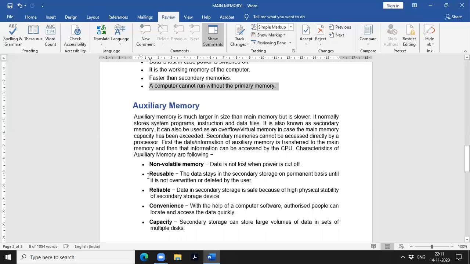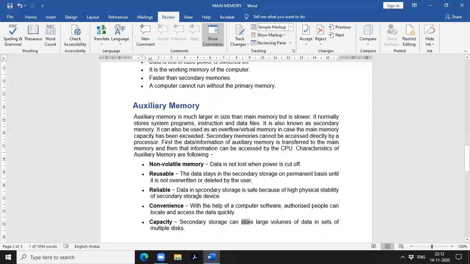Okay. Some of the characteristics of auxiliary memory are non-volatile memory. It is also reusable, reliable, convenient, and has large capacity. As we know, non-volatile memory means the data is not lost even when the power is cut off. Reusable means many times we can reuse our data on a permanent basis until it is overwritten or deleted by the user, right?